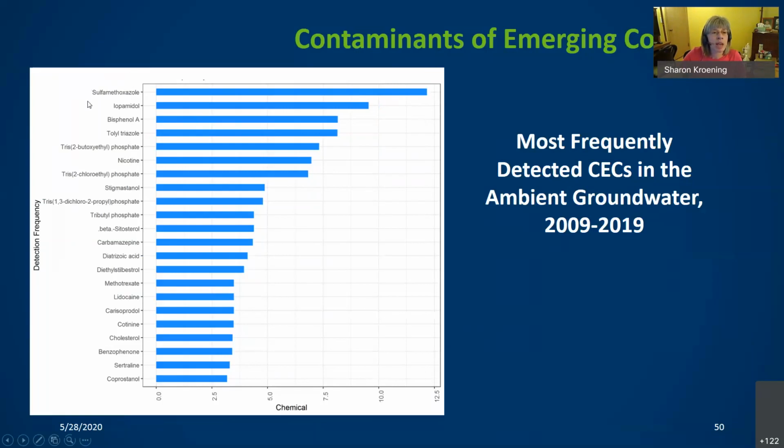One thing I wanted to point out is the chemicals in this class that we find most frequently in the state's groundwater include the antibiotic sulfamethoxazole, the X-ray contrast agent iopamidol, bisphenol A, and the anti-corrosion agent tolyltriazole. These all tend to be chemicals that are fairly resistant to degradation, and so this would make them persist as they make their way into the groundwater system.